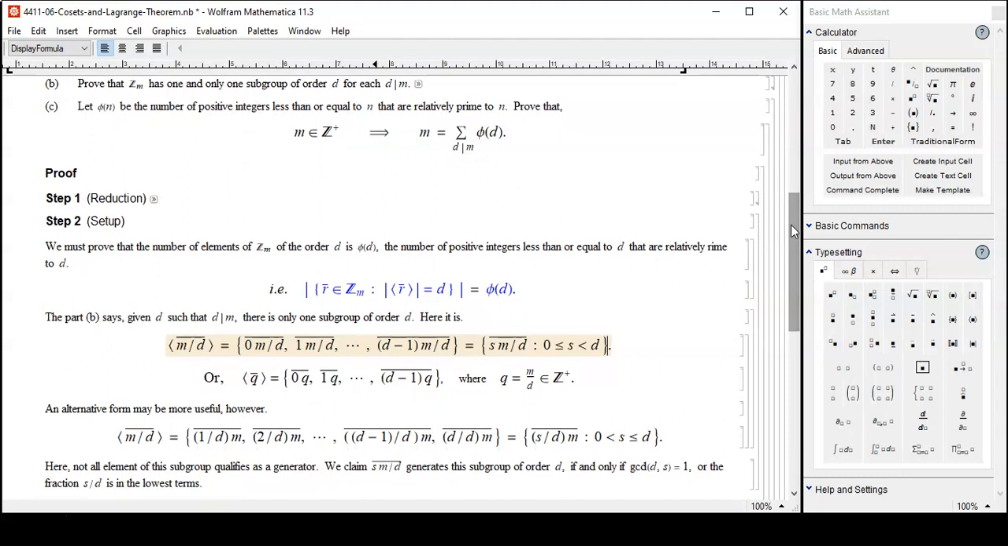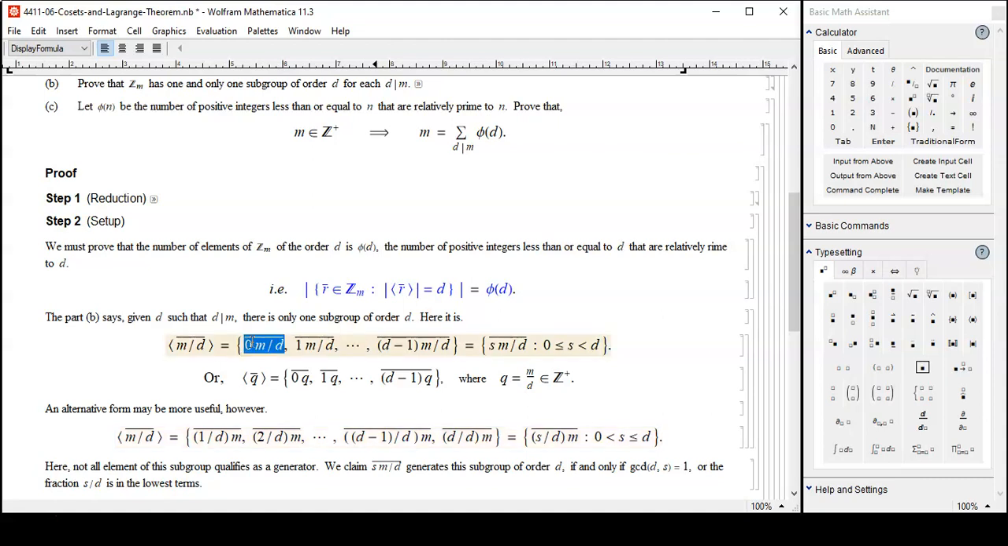An alternative form may be more useful, however. Why? Because the Euler totient function is used for positive integers less than or equal to, in this case, d, not like this, greater than or equal to 0 and less than d. Can I change that into strictly greater than 0 and less than or equal to d? Positive integers less than or equal to d. Can I do that? Yes, I can do that.